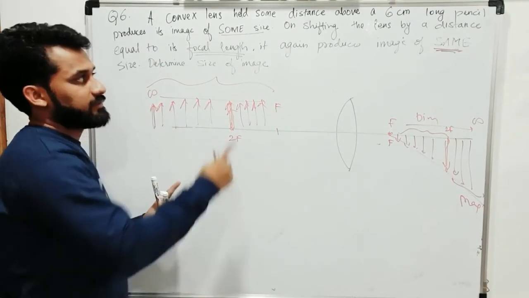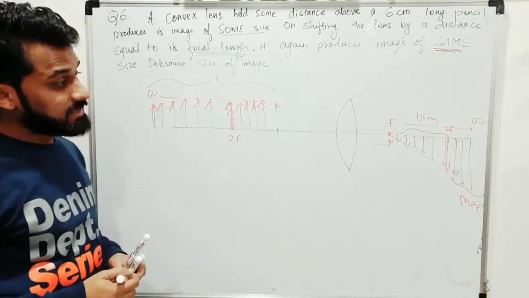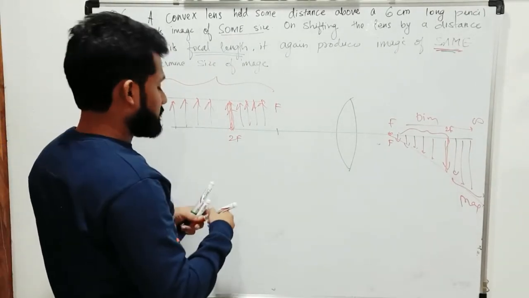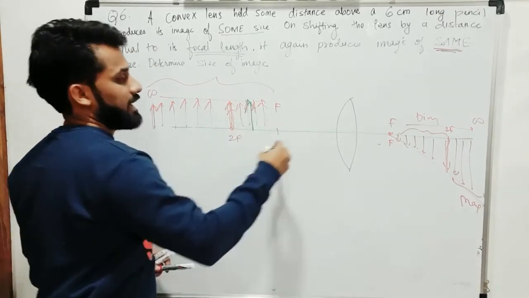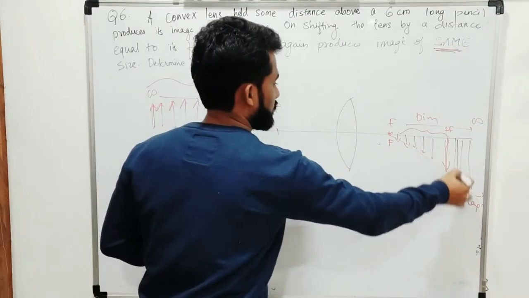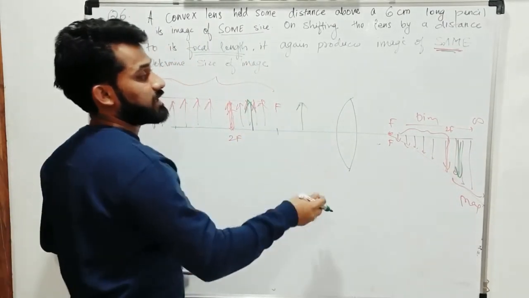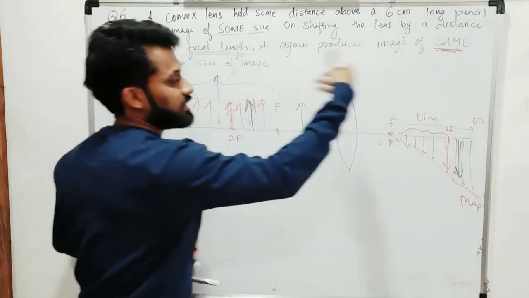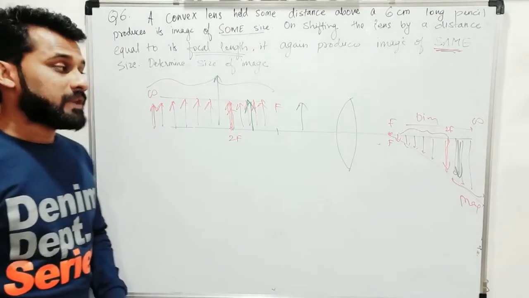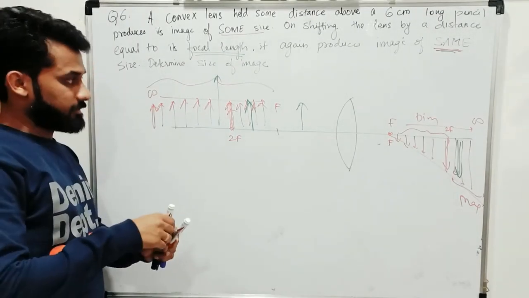So answer for this question, you must understand that if you want to find image of same size, then object must be once placed beyond the focus and then its image will be somewhere over here, and then it should be placed within the focus so that its image will be of same size, but this time it will be virtual. In the first case it was real. So this is first thing that you must know to solve this question, right?